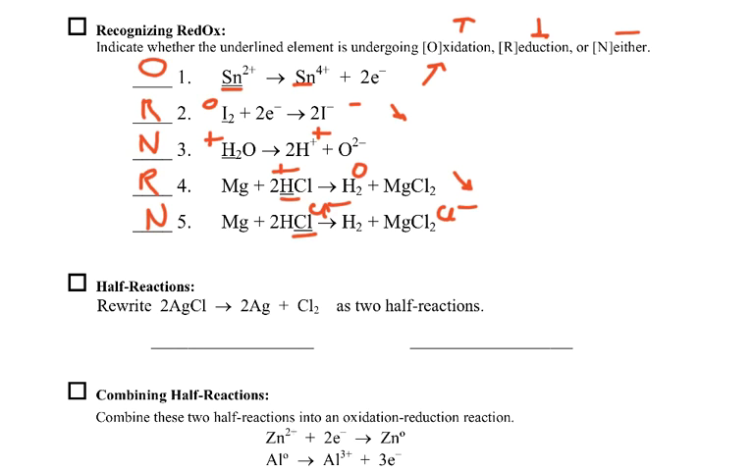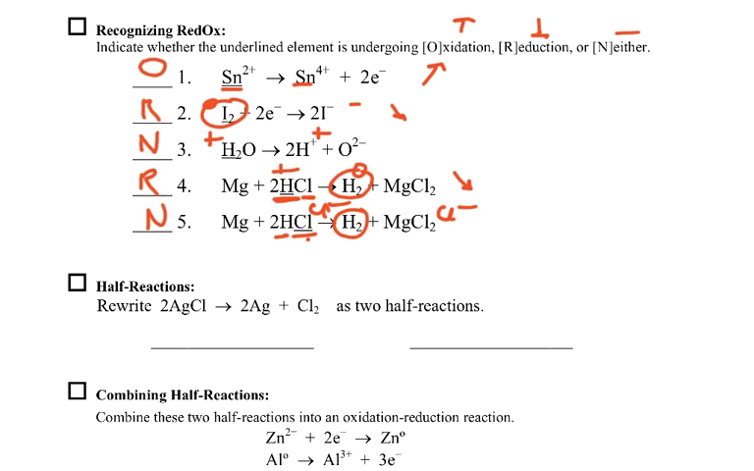So watch out for these. If you see the charge, that's easy. If it's a neutral substance, then those have oxidation numbers of 0. In their compounds, though, look for positives and negatives.